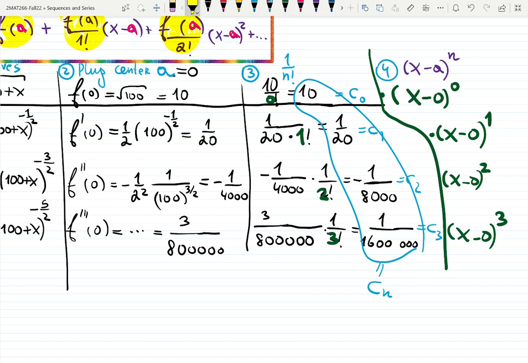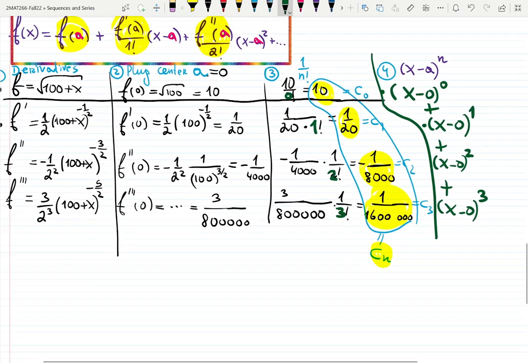Whatever is in blue, and I'll make it yellow, these are coefficients. So if they just ask you to write down coefficients, which is very popular in computer science, you just give them that as a list. But if they ask you to write down terms, then you add up while multiplying by corresponding powers.